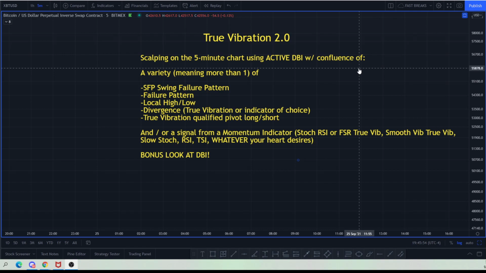And you'll see I have a whole variety of things here. What is confluence? When you have a few different setups or reasons for your entry, right? So we're going to talk about the 5-minute trigger. That's the trade that you're taking the actual trade on. And the 30-minute anchor. Very low time frame, right? And I'll talk about this.